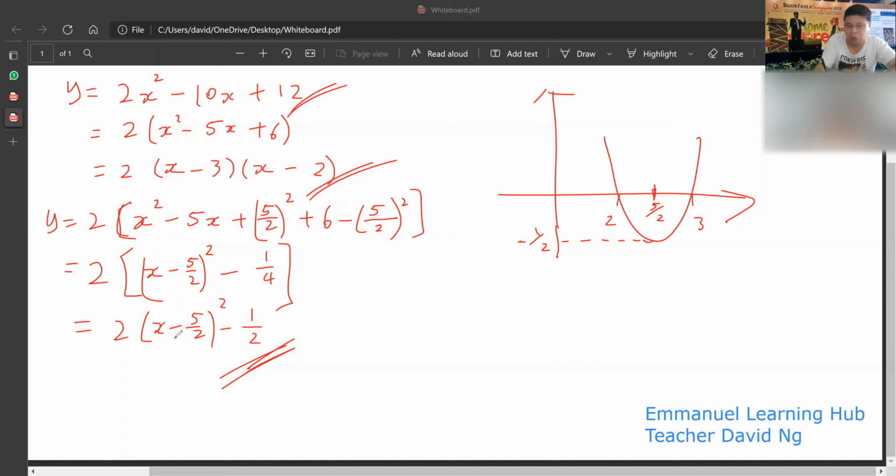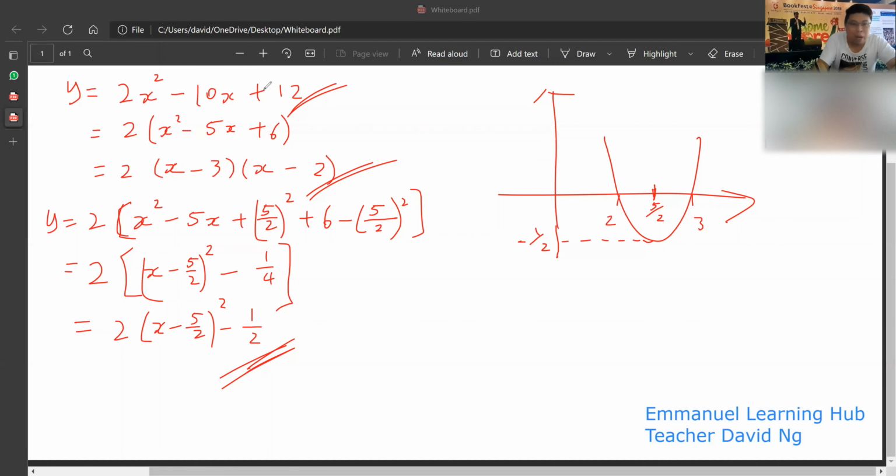If you express an expression in the completed square form, you will not know where is the root. By looking at this equation, you don't know where is the root, but you know where is the turning point instantly. 5 over 2 and minus half. That's all. Then by looking at this equation here, you don't know where is the turning point, but you know where is the root. 3 and 2 is the root.